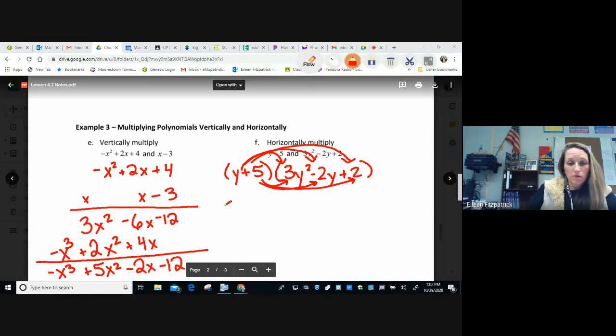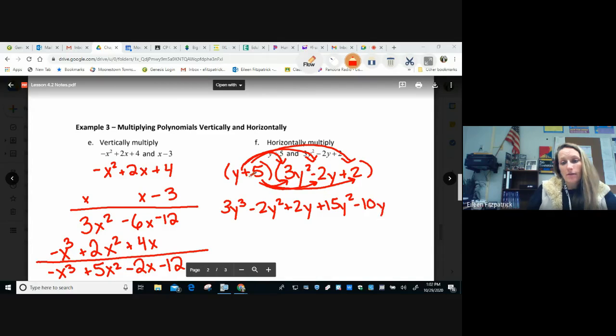So y times 3y squared is 3y to the third. Y times negative 2y is negative 2y squared. Y times 2 is a positive 2y. 5 times 3y squared is a positive 15y squared. 5 times negative 2y is a negative 10y. And 5 times 2 is a positive 10.